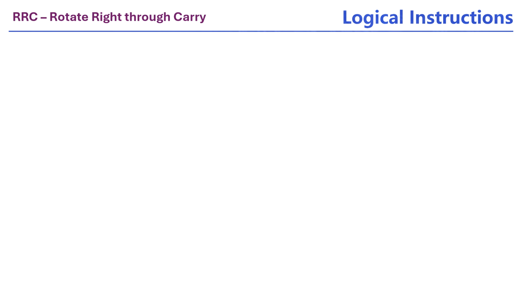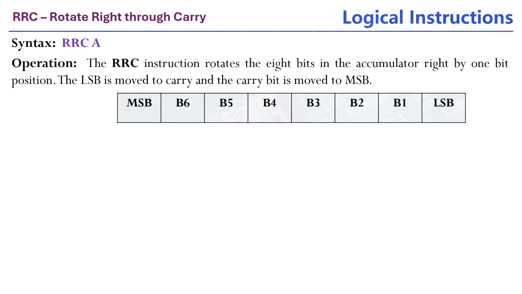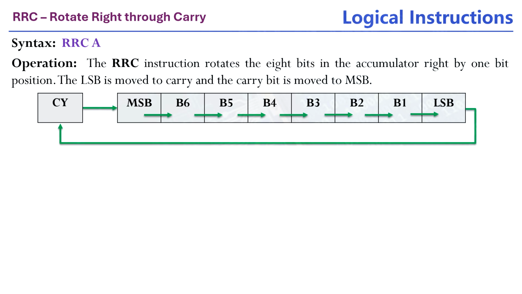Next, rotate right through carry. The instruction syntax is RRCA. This instruction rotates the 8 bits in the accumulator right by 1 bit position. The LSB is moved to carry and the carry is moved to the MSB. You can see here each bit is moved to the LSB side, the LSB is moved to carry, and the carry flag will be moved to the MSB position.